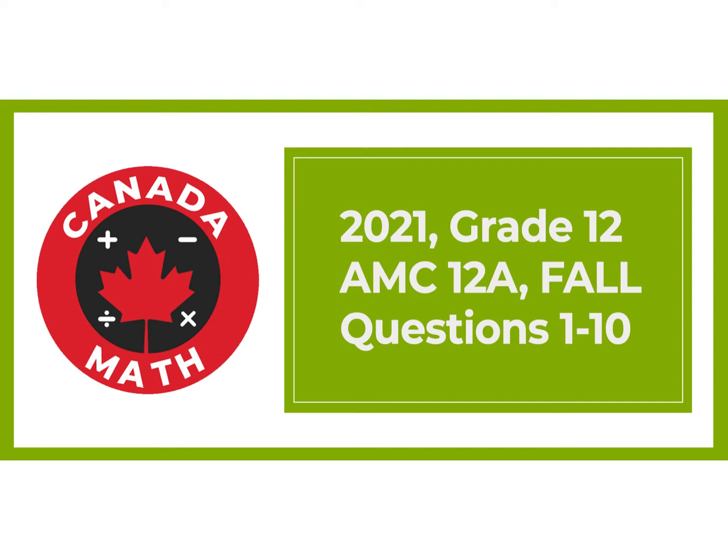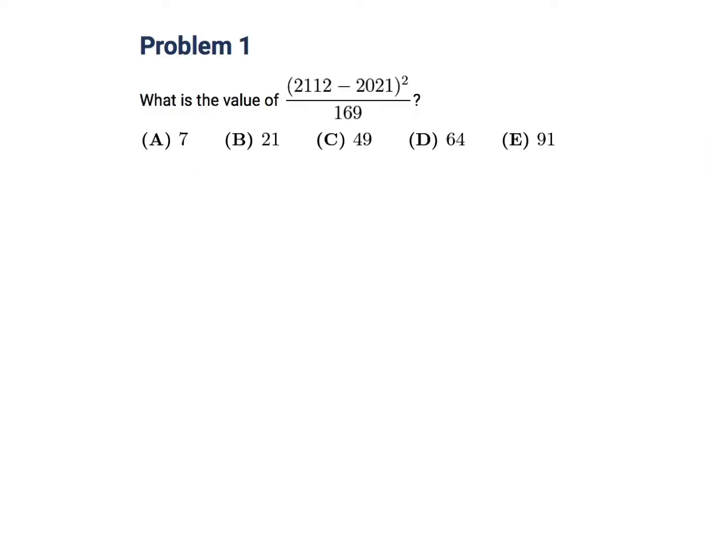2021, Grade 12, AMC 12A, Fall, questions 1 through 10. Problem number 1. What is the value of 2112 minus 2021 all squared over 169?